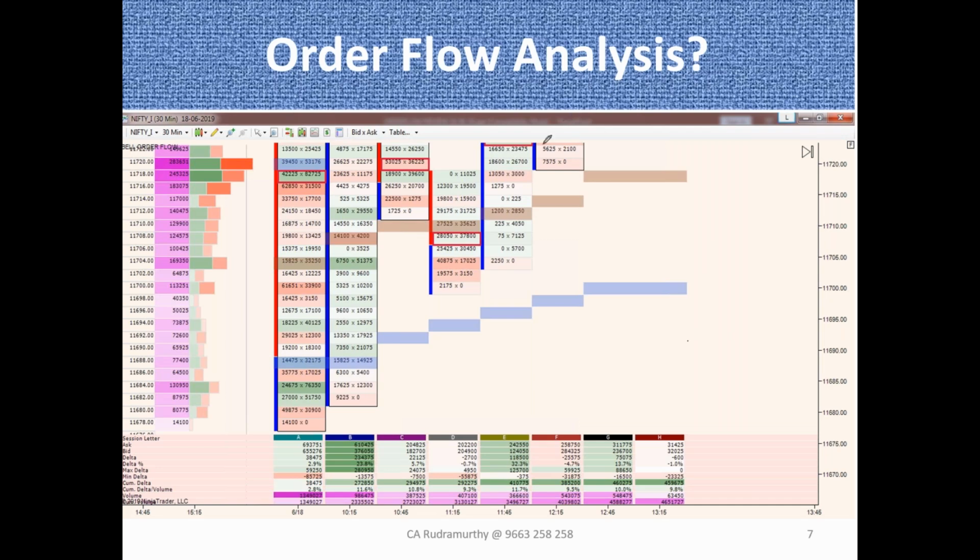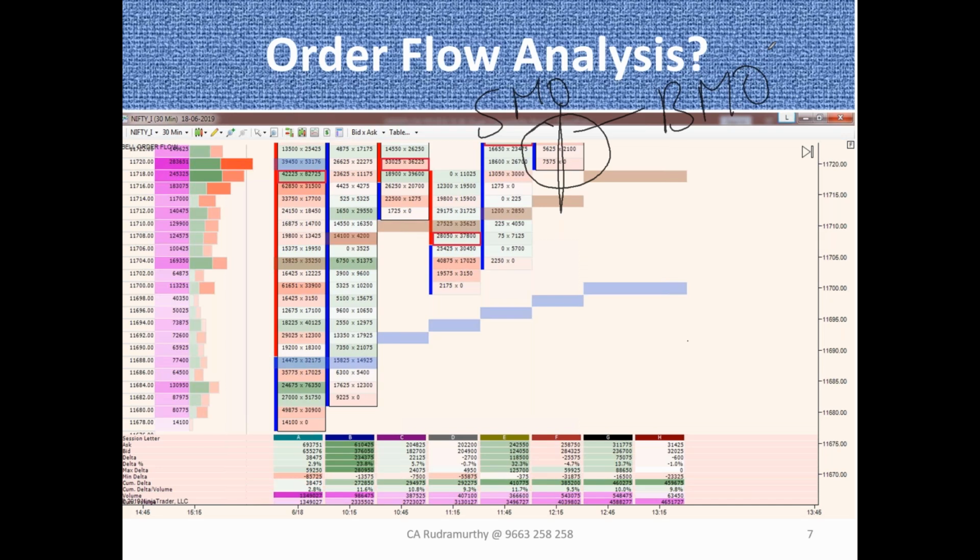Let me tell you again, if you consider this as a particular candle's quantity, you have two divisions here. The left hand side has all the sell market orders, and the right hand side has all the buy market orders. So sell market orders and buy market orders are what you see in an order flow chart.